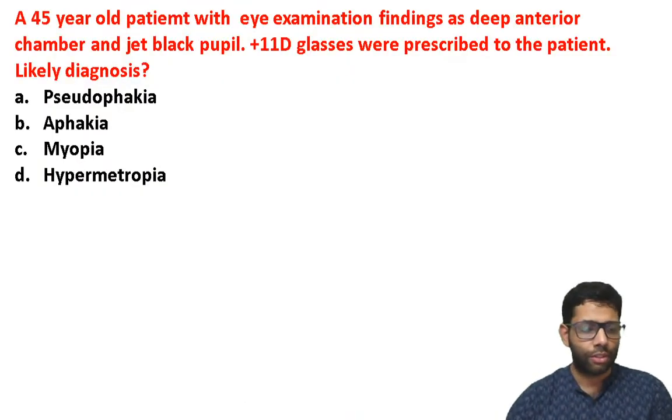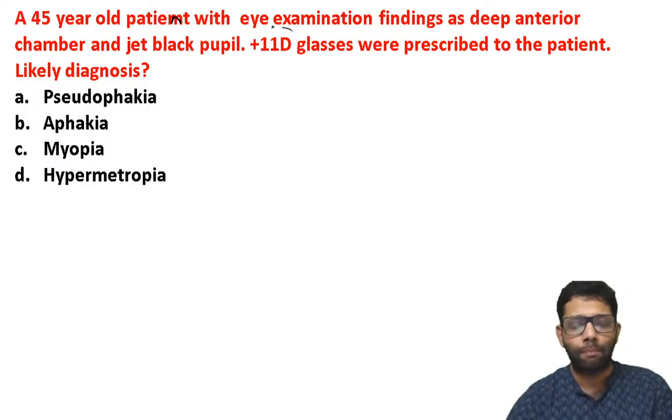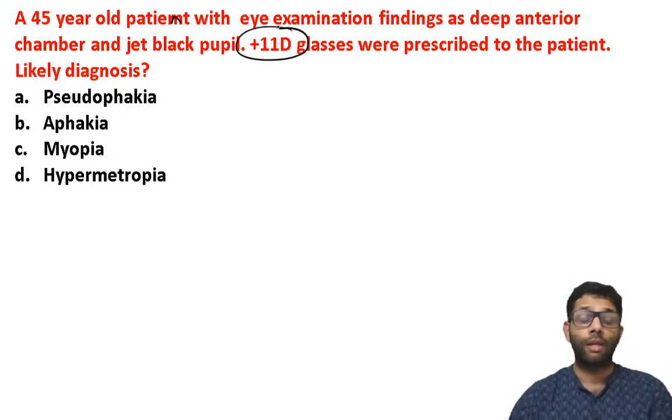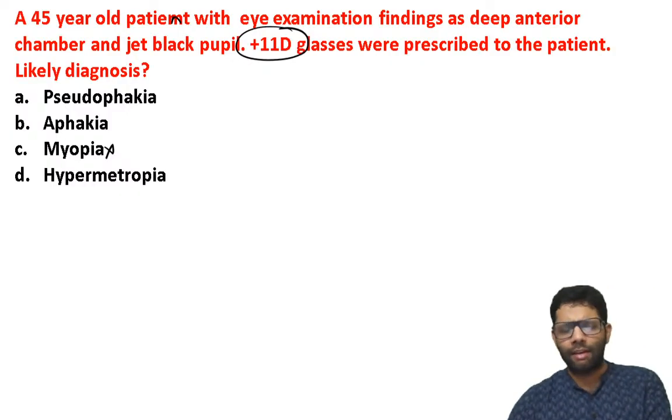Now the next question was a 45-year-old patient. On eye examination, deep anterior chamber and jet black pupil, and +11 diopter glasses were prescribed. Now plus is given in hypermetropia, so myopia is not the answer. Such high diopter hypermetropia is there. Now pseudophakia means you are putting an intraocular lens inside the eye. It can have a deep anterior chamber, yes.